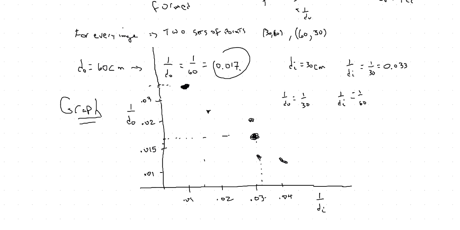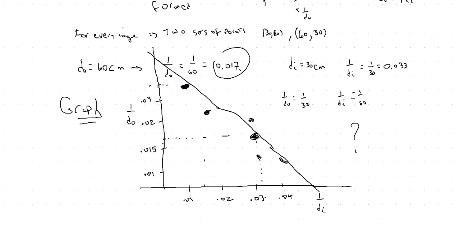So what we're going to do when we do all these sets of points is eventually try to draw a straight line through all of these, as well as I can, okay? This is our goal, to draw this straight line. Now, what does this straight line mean?